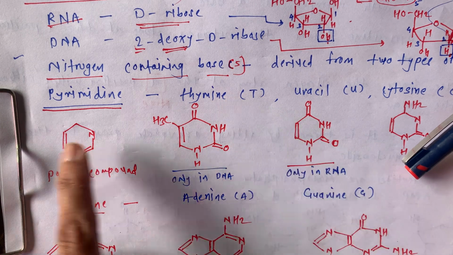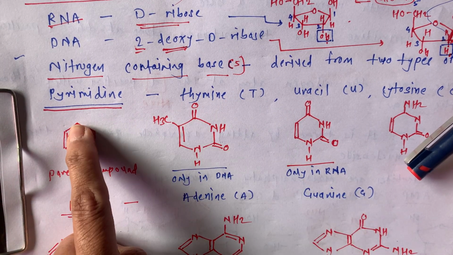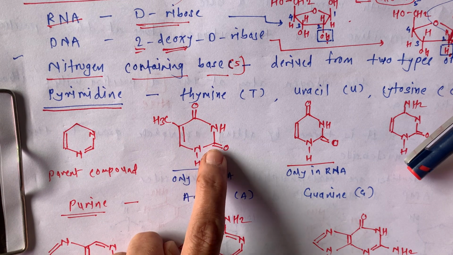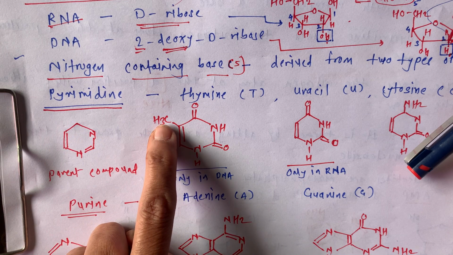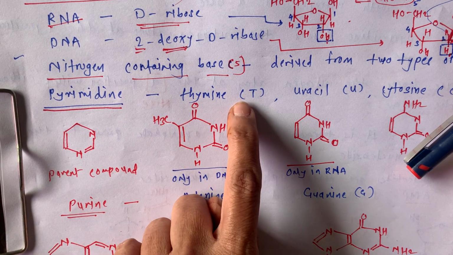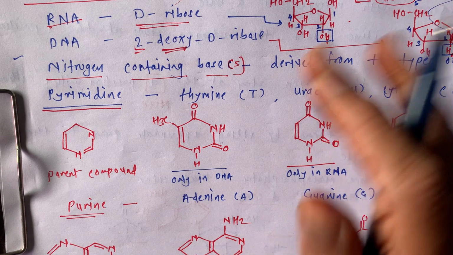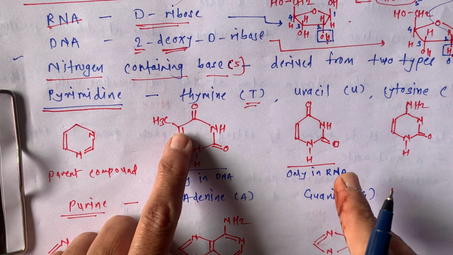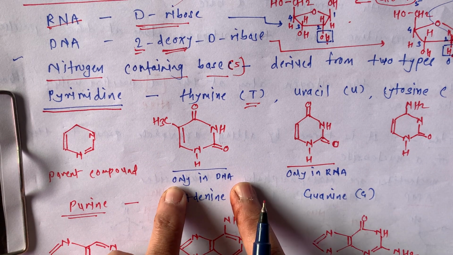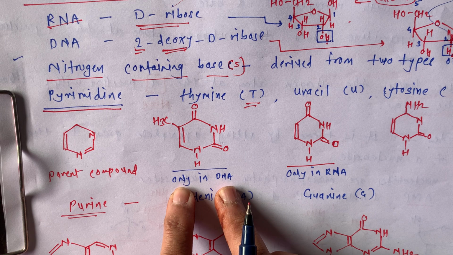So what is the difference between these two? See, now here at this position there is C double bond O, here it is C double bond O, and at this carbon there is CH3. Then this is known as thymine, and the short form is T. Thymine, short form T, is present only in DNA. Again remember this, thymine T is only present in DNA.